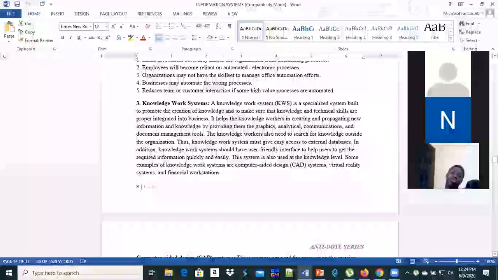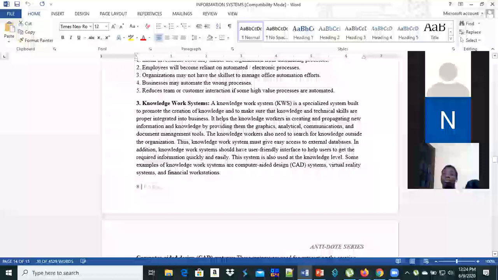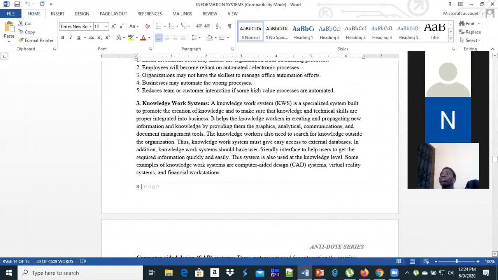So with the knowledge level, I wouldn't ask you, I'll just go straight into it because I have already set the tone. So knowledge work systems are specialized systems built to promote the creation of knowledge and to make sure that knowledge and technical skills are properly integrated into business. It helps the knowledge workers in creating and propagating new information and knowledge by providing them the graphics, analytical, communications, and document management tools. The knowledge workers also need to search for knowledge outside the organization.